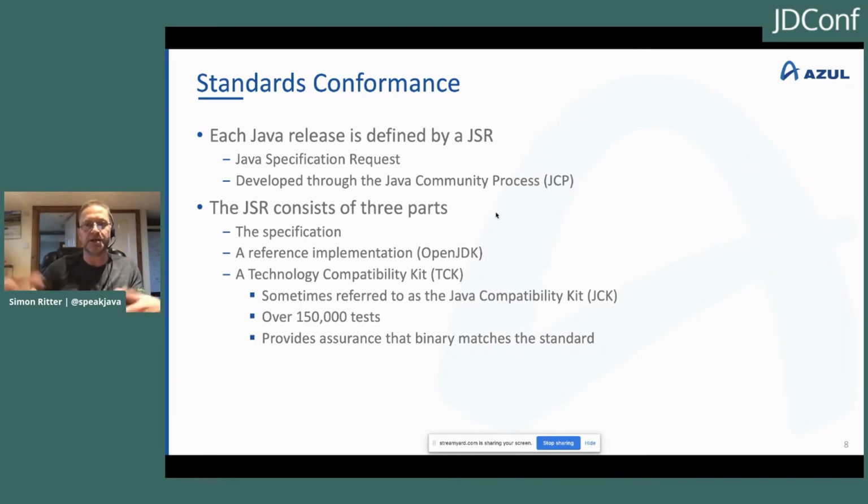So that's the specification. The second part of the JSR is a reference implementation. And that's essentially a set of source code that shows that the specification can be implemented. You haven't defined something that's impossible to implement. In the case of Java SE, OpenJDK is the reference implementation of that specification. It's open source, you can look at it, you can see how it works.